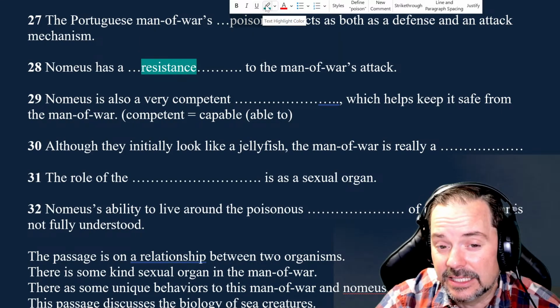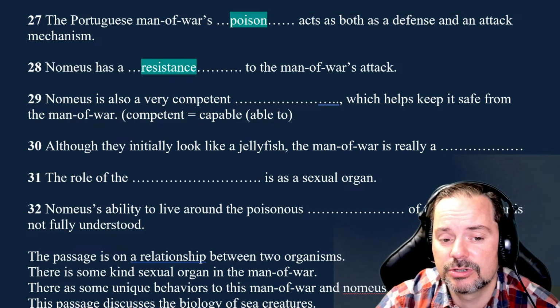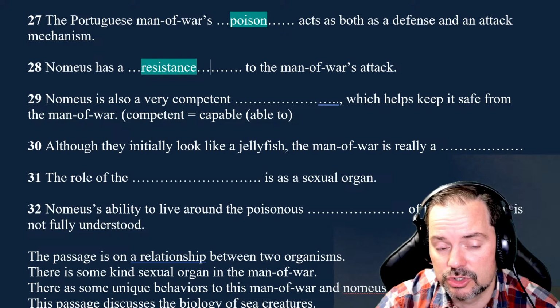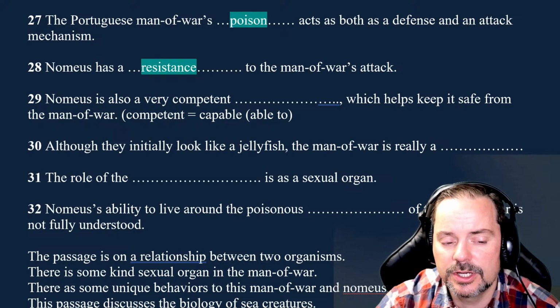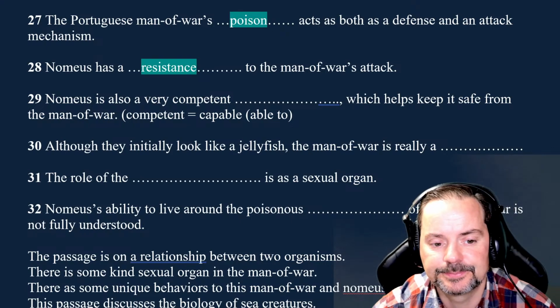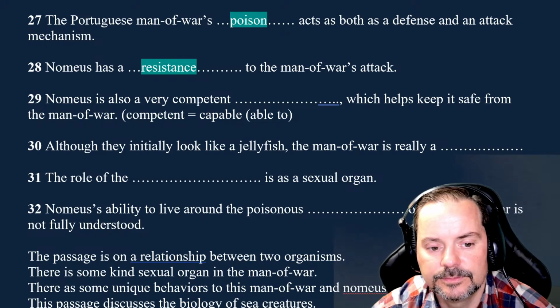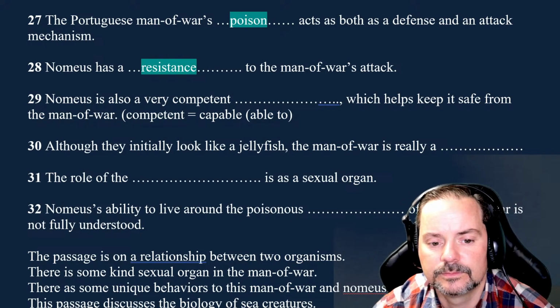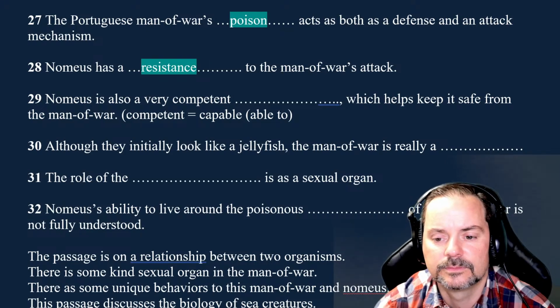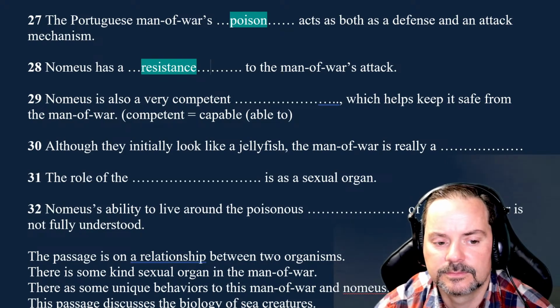But ideally, in a perfect exam situation, you're not looking for these two. 29, you should not be searching the text. Go ahead and try to read 29, and I think you can figure this one out quite easily. So go for it. Nomius is also very competent, which has keep it safe from the man of war.